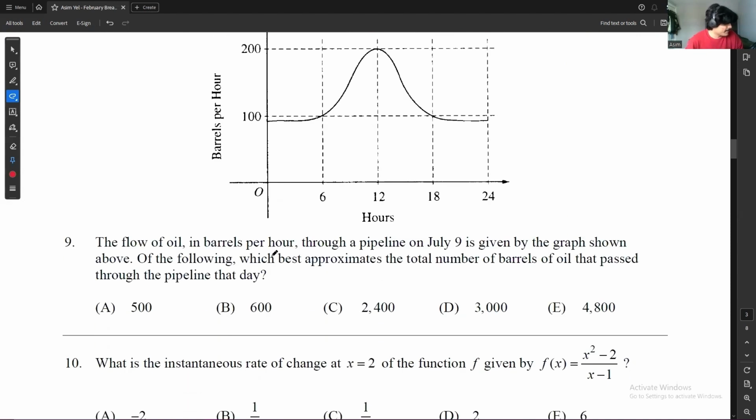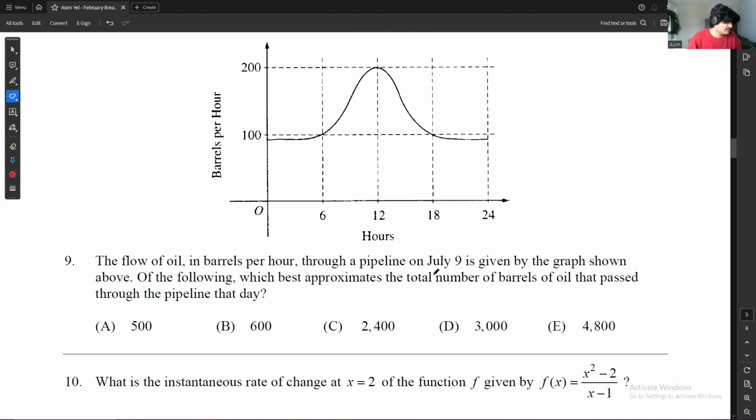Flow of oil in barrels per hour through a pipeline on July 9 is given by the graph shown above. Of the following, which best approximates the total number of barrels of oil that passed through the pipeline that day?